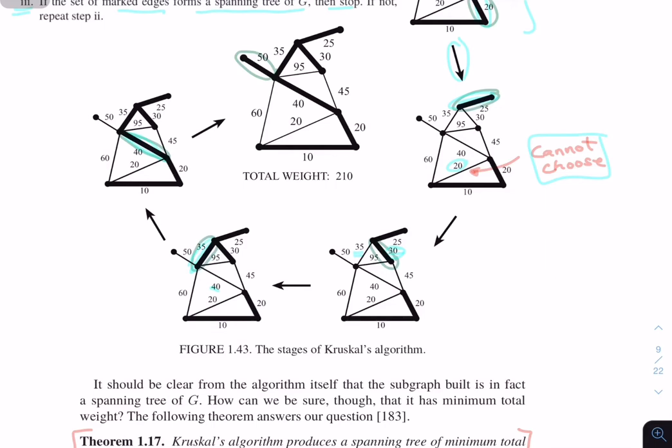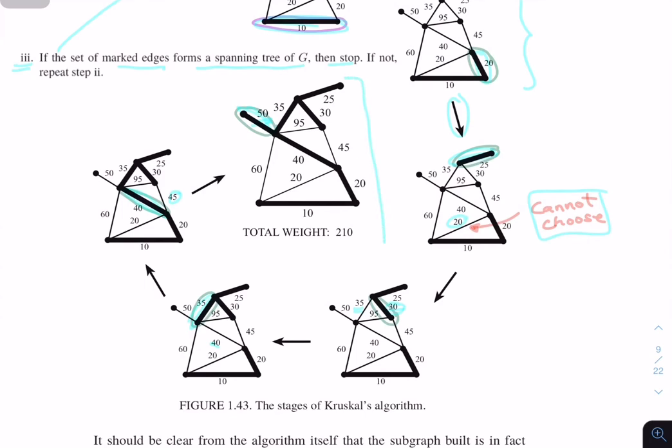And finally, I cannot mark 45 even though it's smaller than 50, because then I would have a cycle. So I choose 50, and now I have a spanning tree for G, and if I compute the total weight I get 210. So 210 is the smallest value in terms of the rating.